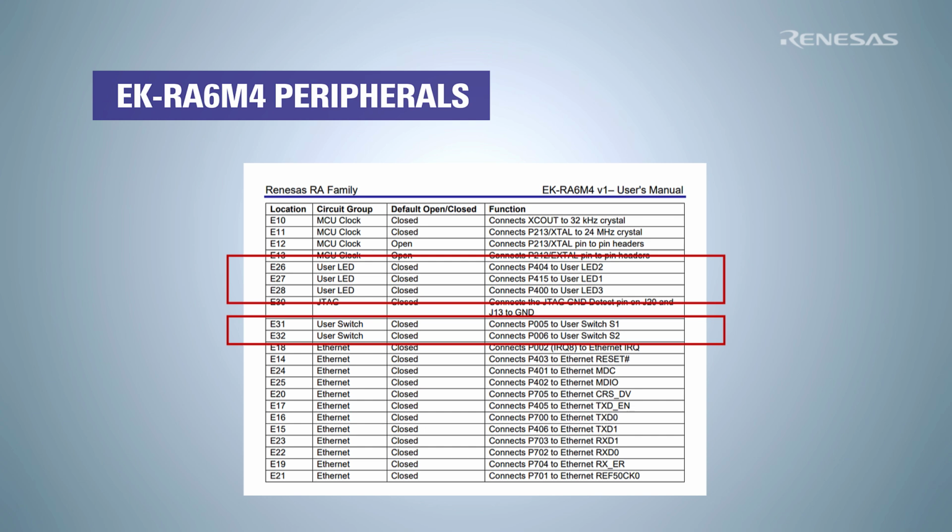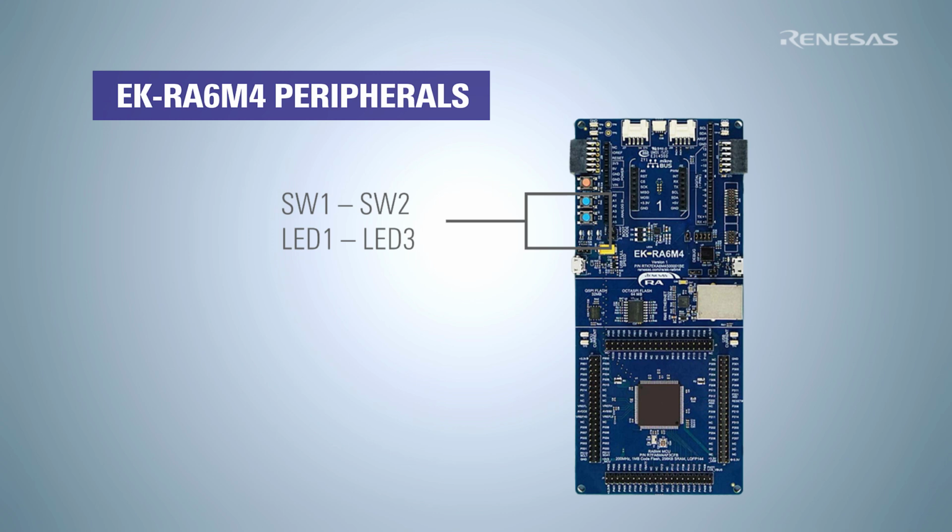The EK board comes with user configurable LEDs and 2 user buttons. To access these peripherals, the corresponding pins need to be configured as input for the switches and output for the LEDs.